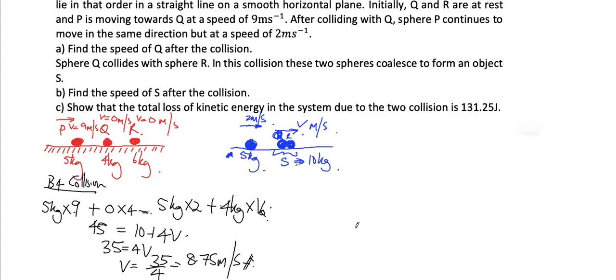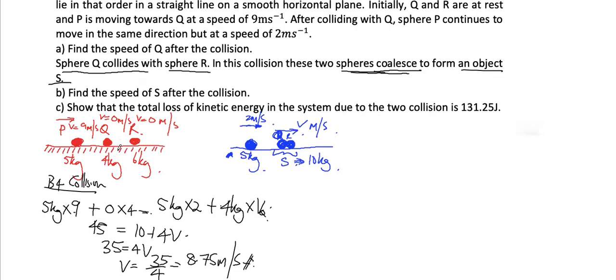Now Q is moving. Sphere Q collides with sphere R. Q is moving and it collides with sphere R. When it collides, it coalesces. As I mentioned earlier, coalesce means they join together, so they become one particle instead of two separate particles. Then they form an object called S. S over here is actually the combination of Q and R.